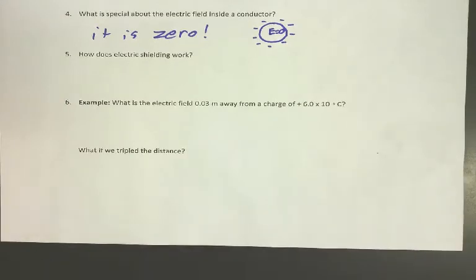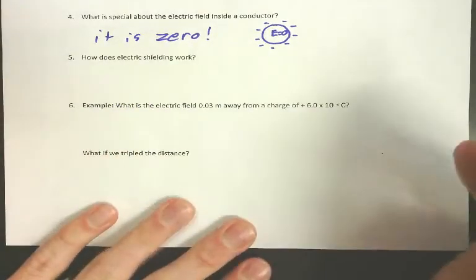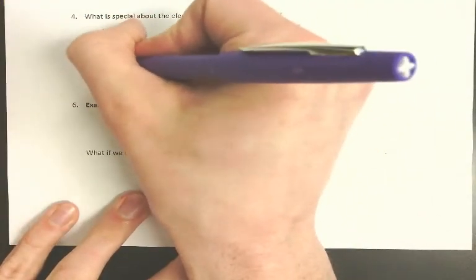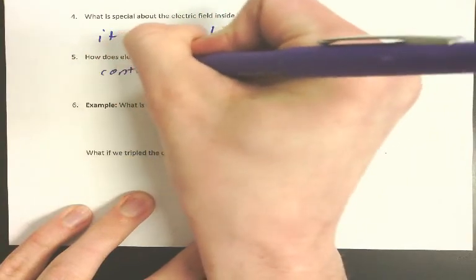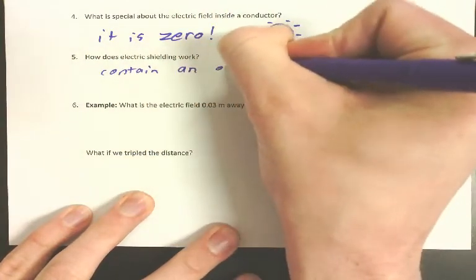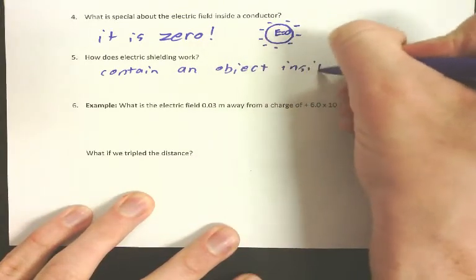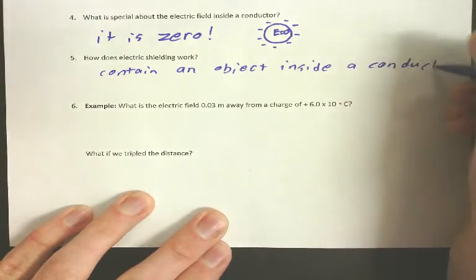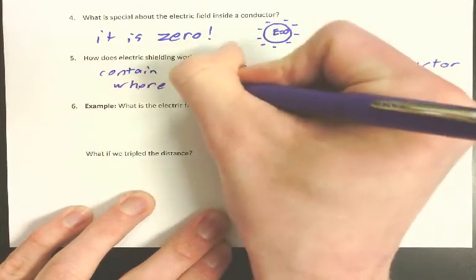Now, there's some really fun implications of this, and that is something called electric shielding. Basically, electric shielding is where you contain an object inside a conductor where there's no field.